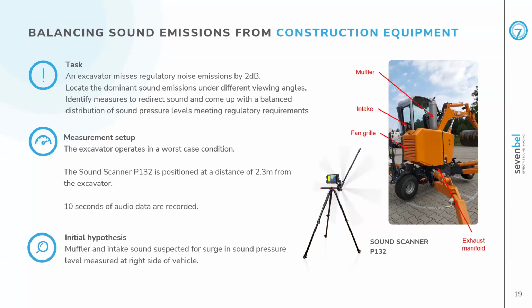Under certain viewing angles, you may have more margin, and obviously in this particular case, on the right side of the construction equipment, the corresponding sound pressure level was 2 dB above the limit. Again, the excavator operates in a worst case condition. The soundscanner P132 was positioned at a distance of 2.3 meters from the equipment, and some 10 seconds of audio data were recorded. The initial hypothesis was that the muffler and the intake sound, these two components sitting on the excavator, were suspected to be responsible for the violation of the expected noise threshold.